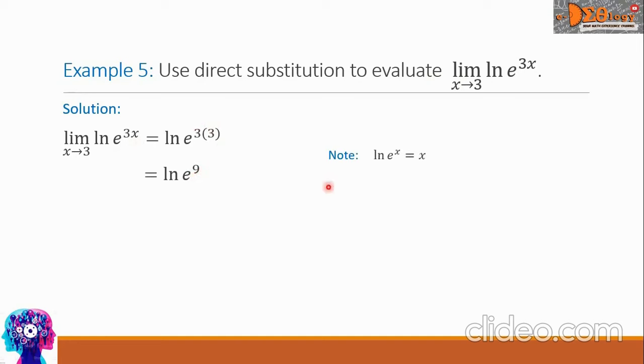Please remember that the ln of e raised to x is simply the x, and that is for x greater than 0, or we say x must be a positive value. It means we can simplify our expression here to be simply 9, or that exponent. This is our final answer.